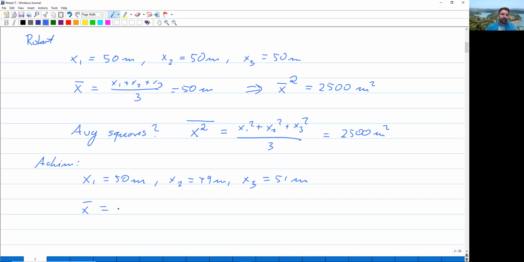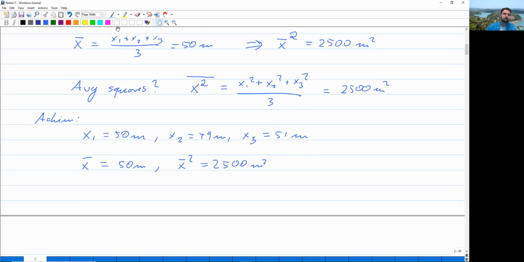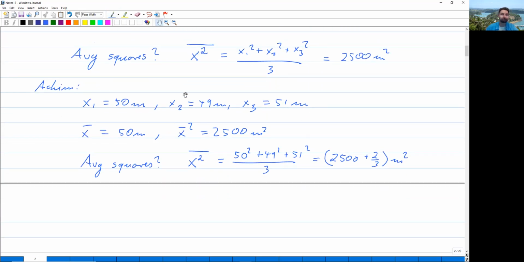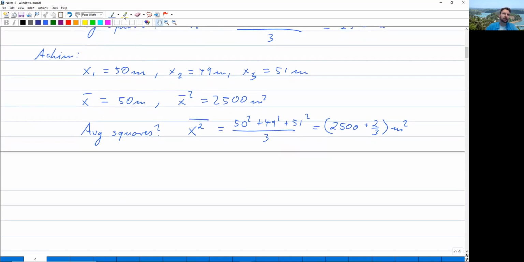We calculate the average, and the average is, of course, 50 meters again, which means that the average squared is 2,500 meters squared. But what is, in this case, the average of the squares? Well, we have x squared bar. So this then is going to be 50 squared plus 49 squared plus 51 squared divided by 3. And this is 2,500 plus 2/3 meters squared.